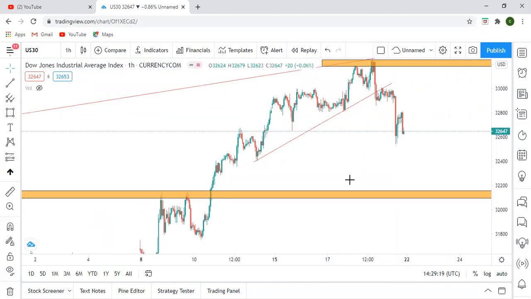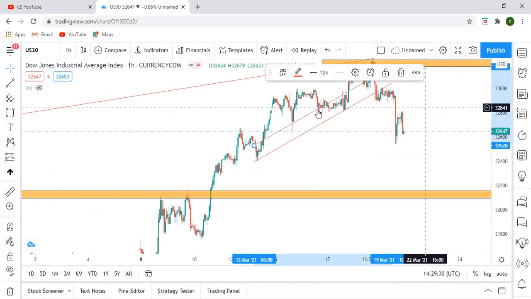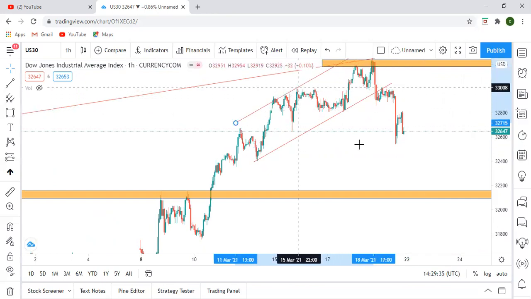So I see something, a push. We had a push previously. So let's just adjust this. Let's put our resistance line. Let's take our resistance line and then put it above this zone.